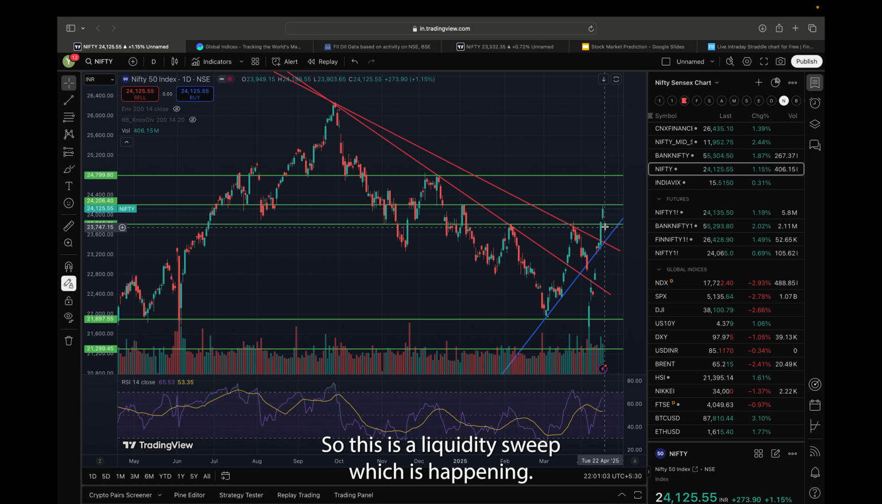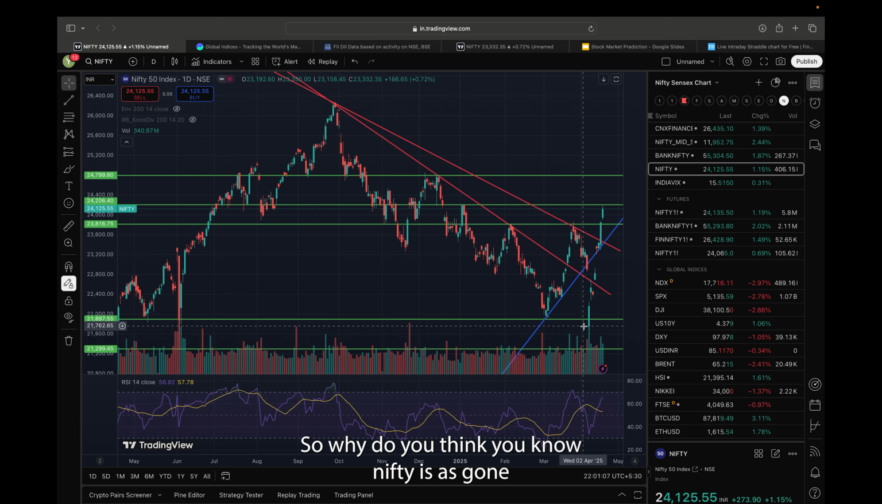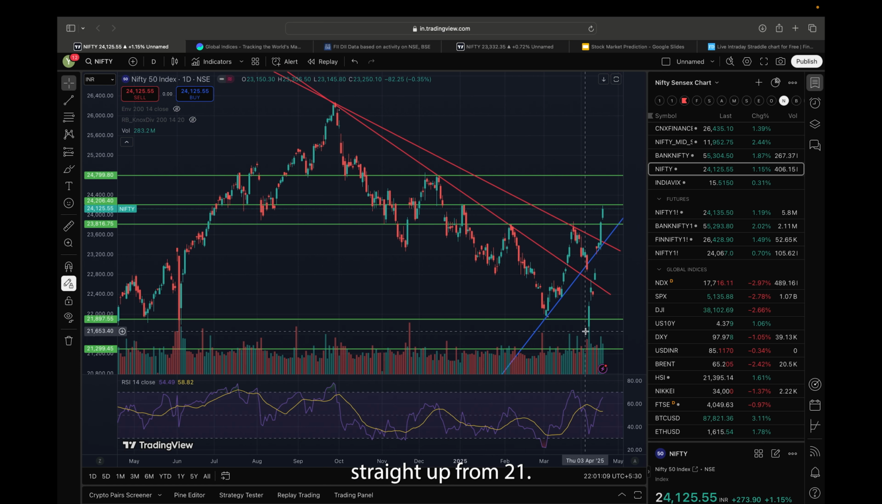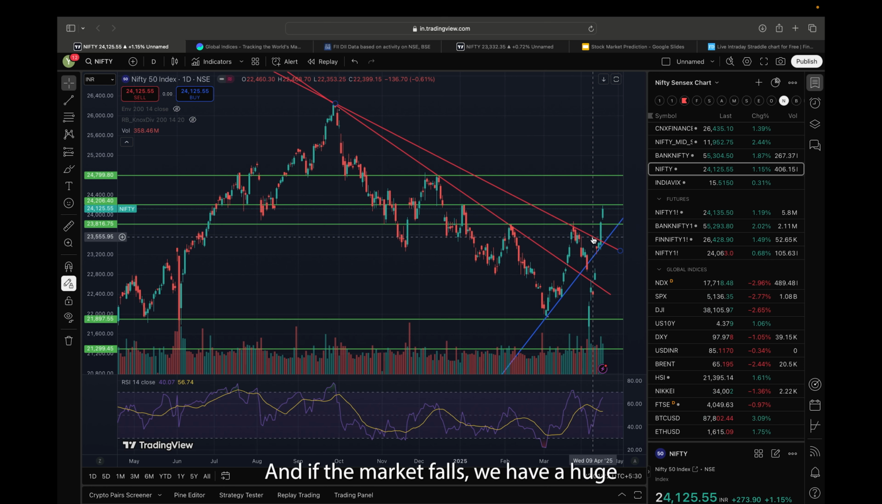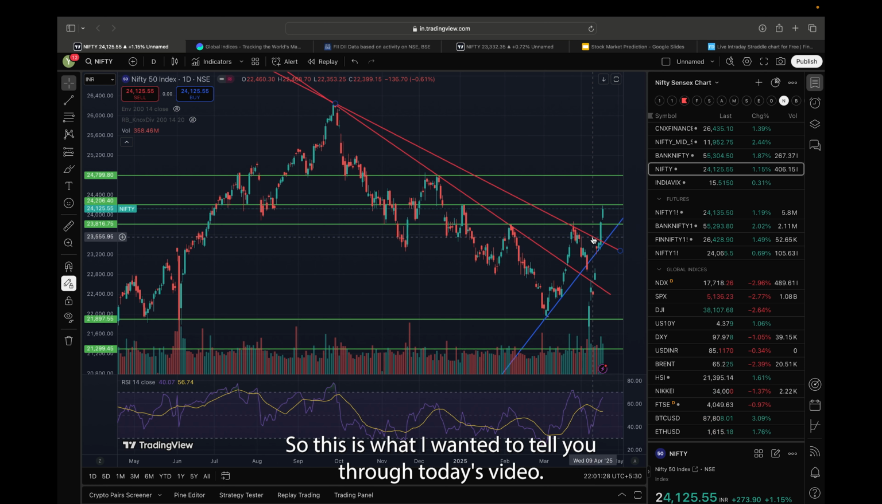So this is a liquidity sweep which is happening. Why do you think Nifty has gone straight up from almost 21,600 level back to 24,200 level? There is a liquidity sweep which is coming up. And if the market falls, we have a huge risk to reward ratio at this point of time. This is what I wanted to tell you through my video today, that this is our reality.